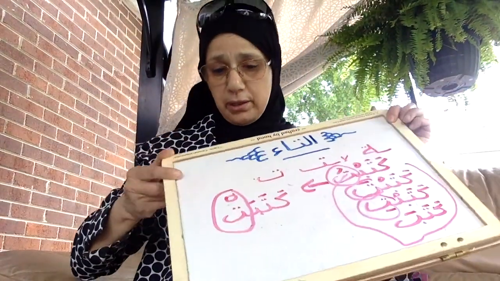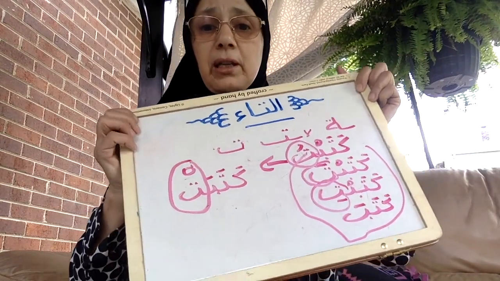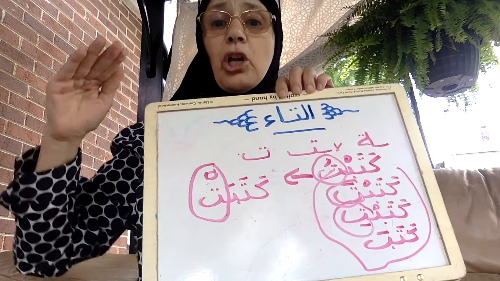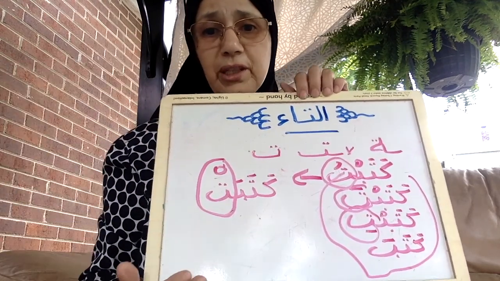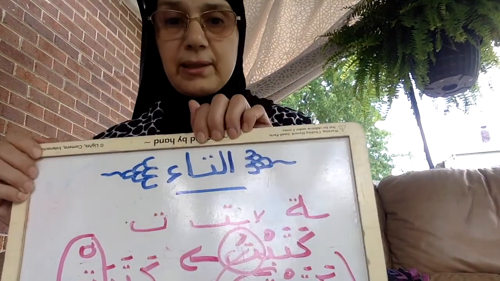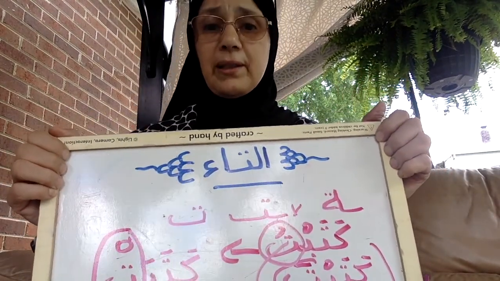السكون. We have two kinds of sukun. The sukun al-hay, which is this one right here, and sukun mad al-mayit, which is the extension that we make to make the sound longer. So this lesson inshallah is just about التاء المتحركة وتاء التأنيث الساكنة.